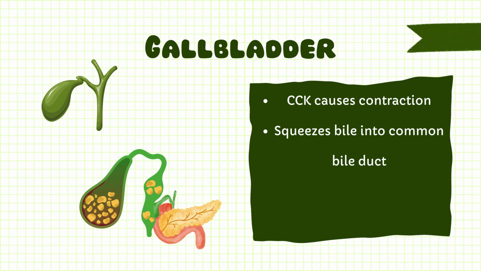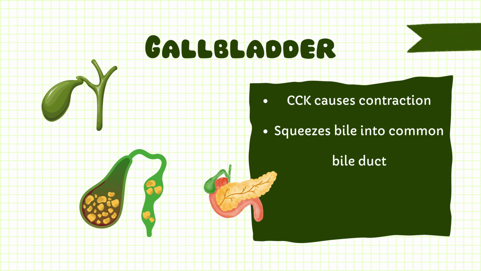The gallbladder stores and concentrates bile between meals. It sits just beneath the liver and holds bile until it's needed for digestion. When you eat, especially a fatty meal, the hormone cholecystokinin or CCK is released. CCK signals the gallbladder to contract. This contraction pushes bile through the common bile duct and into the duodenum. Once in the intestine, bile helps emulsify fats and supports their digestion and absorption.